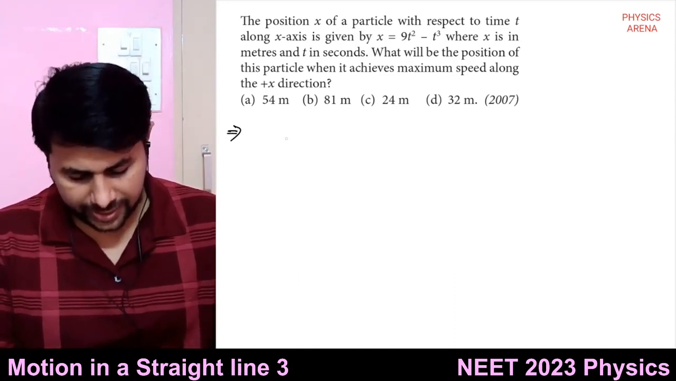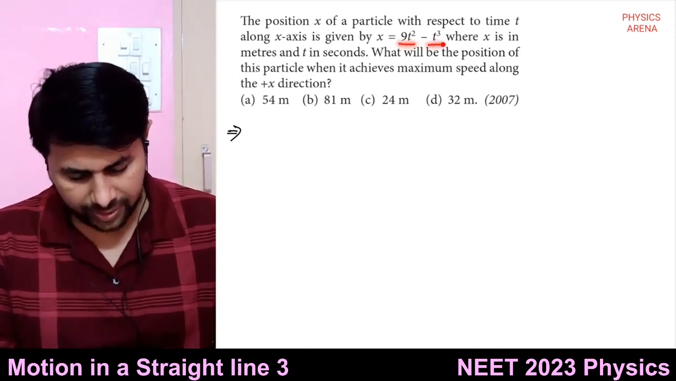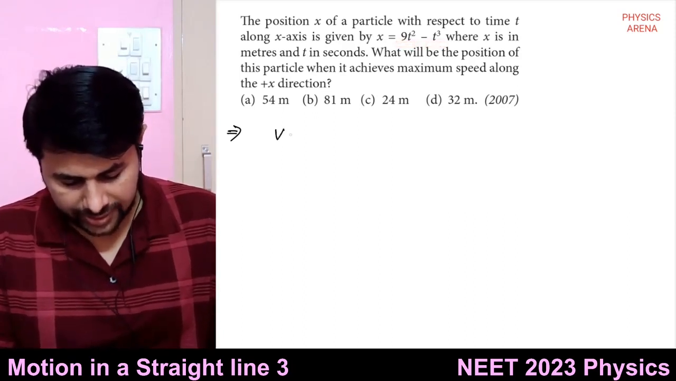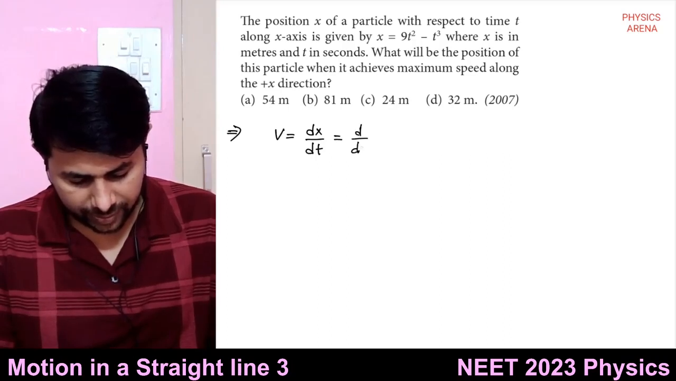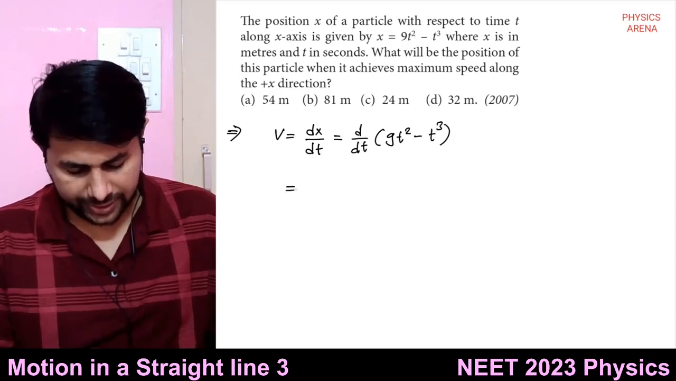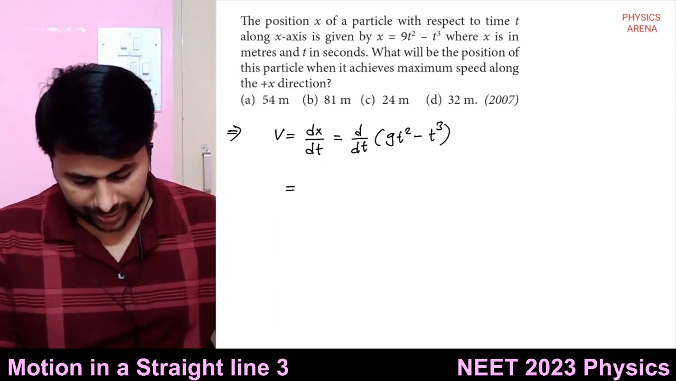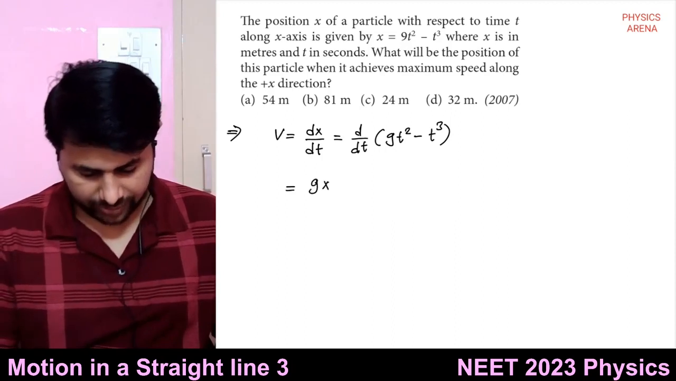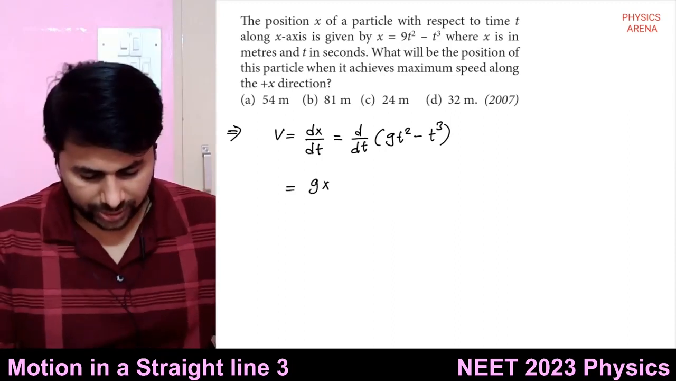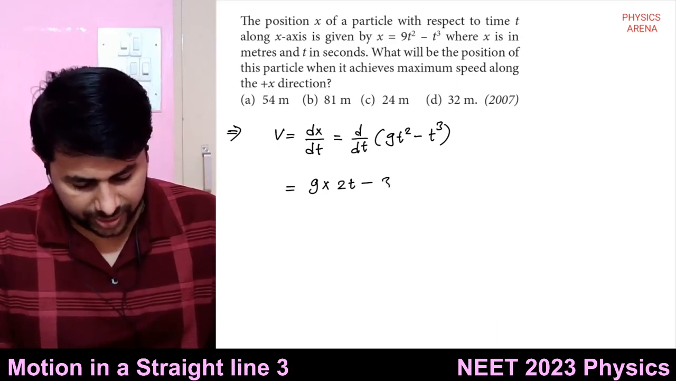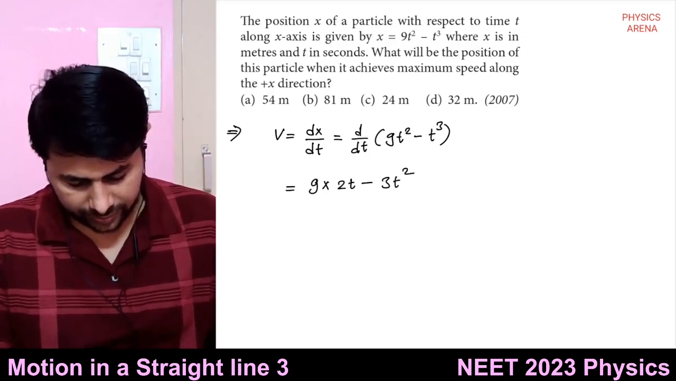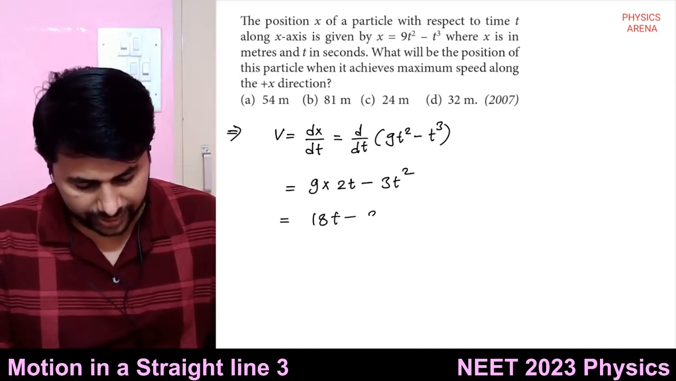So we are given x is equal to 9t square minus t cube. If we take its derivative, v is equal to dx by dt, which is d by dt of 9t square minus t cube. I will write it directly because we have taken derivatives like this before. The derivative of t square is 2t, minus the derivative of t cube, which is 3t square. So it is 18t minus 3t square.